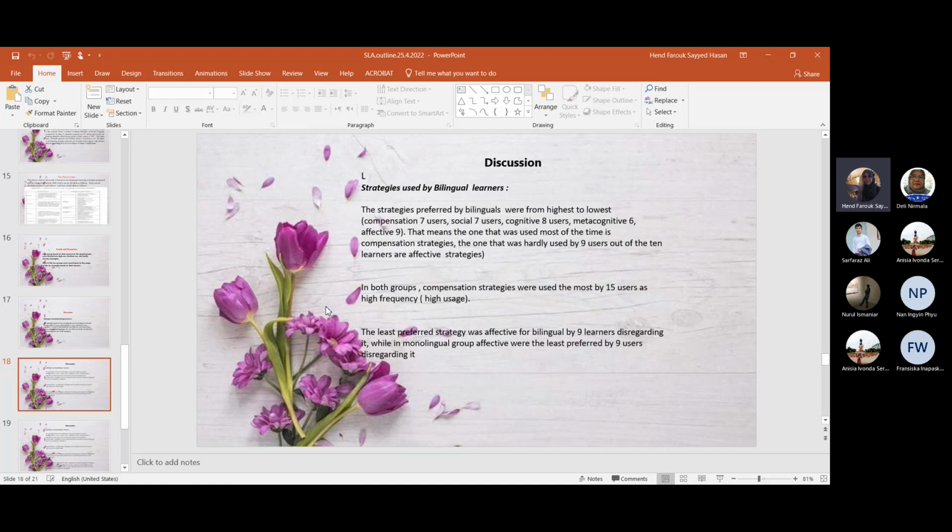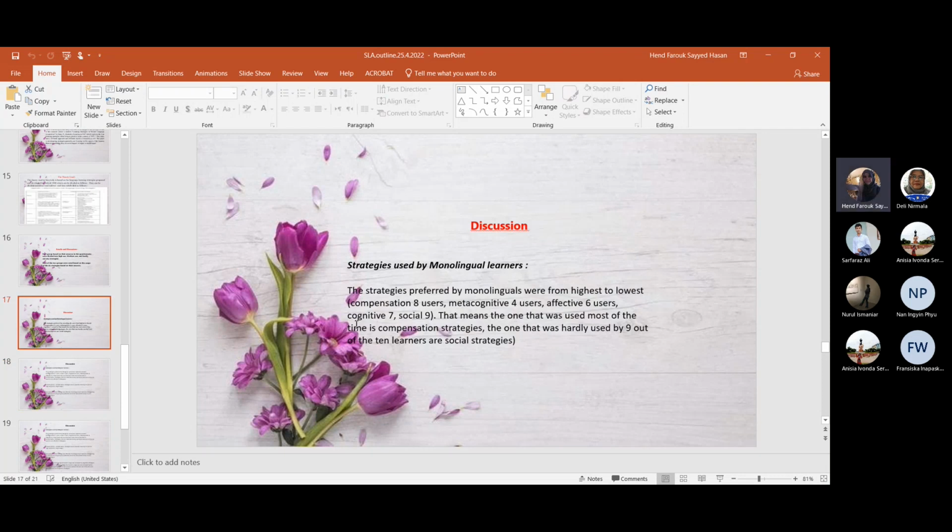The least preferred strategy for bilinguals was affective, with 9 learners disregarding these strategies, while in the monolingual group, social strategies were the least preferred by 9 learners, disregarding it. So that takes us to the question of which strategies were least used by bilinguals and monolinguals. Metacognitive? Yes, in both groups. In the first group, social, and in the second group, affective. So in monolingual, social, so they hardly practice any language. In bilingual, it is affective. They hardly get affected by factors of anxiety or fear of failure, or any psychological aspects. So that maybe tells us about the learning process of each of the two groups.